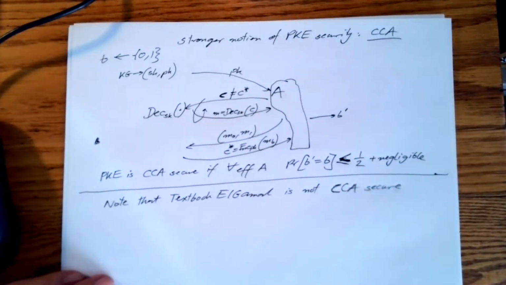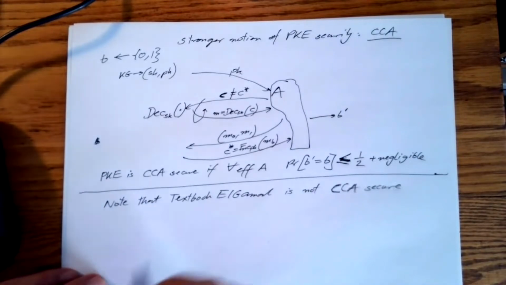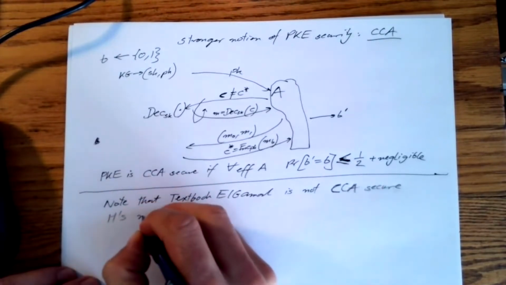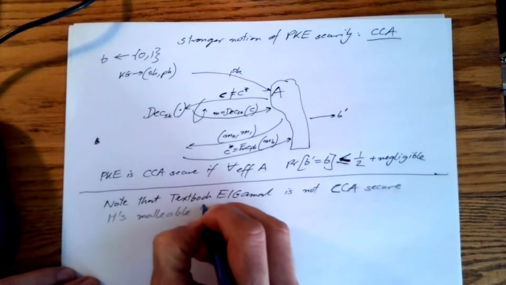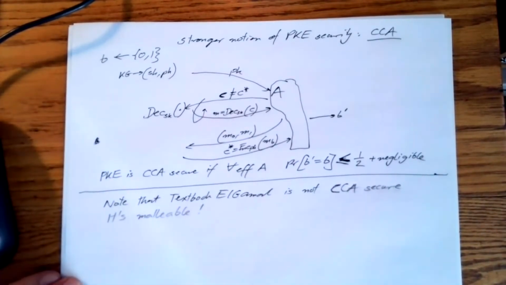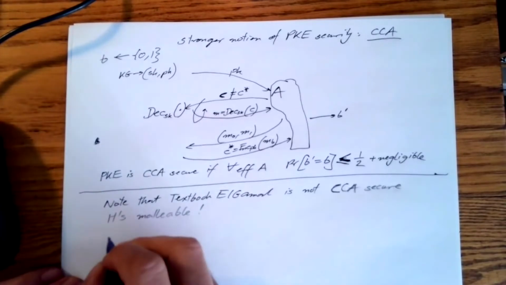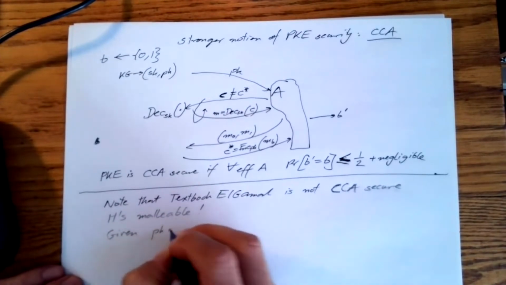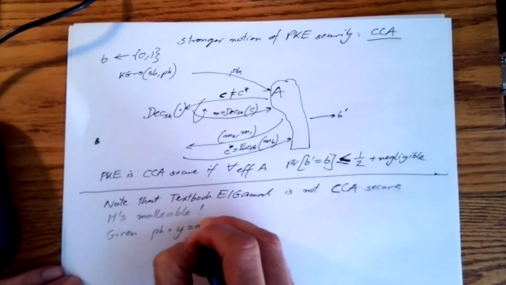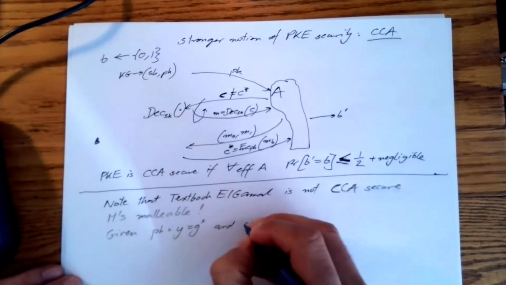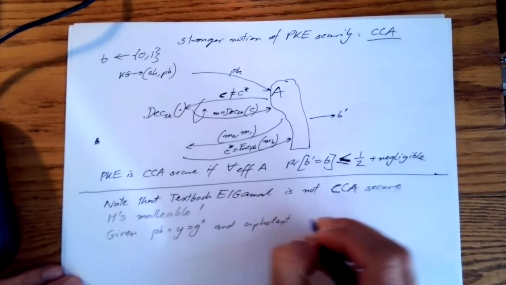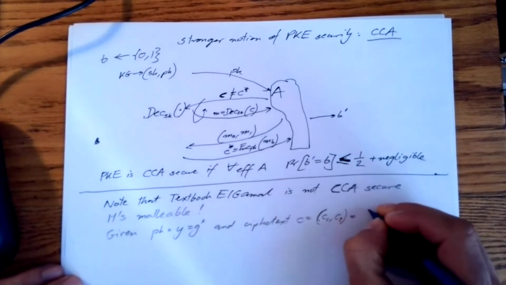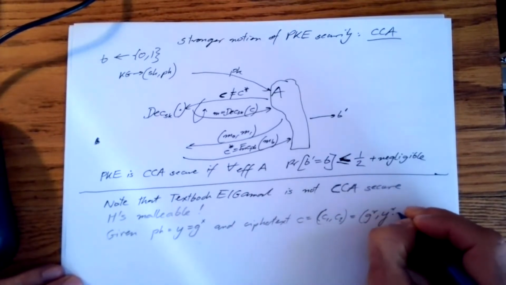Is not CCA secure? And why is that? Because it's malleable. The same issue that prevented CCA security for symmetric encryption. How is it malleable? Given the public key, which is Y, which is G to the X, and a ciphertext C, which was T1, T2, which was G to the R, Y to the R times M.